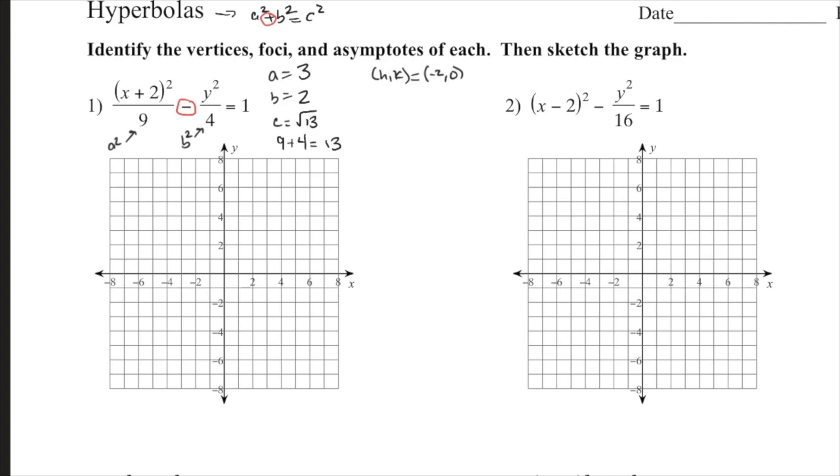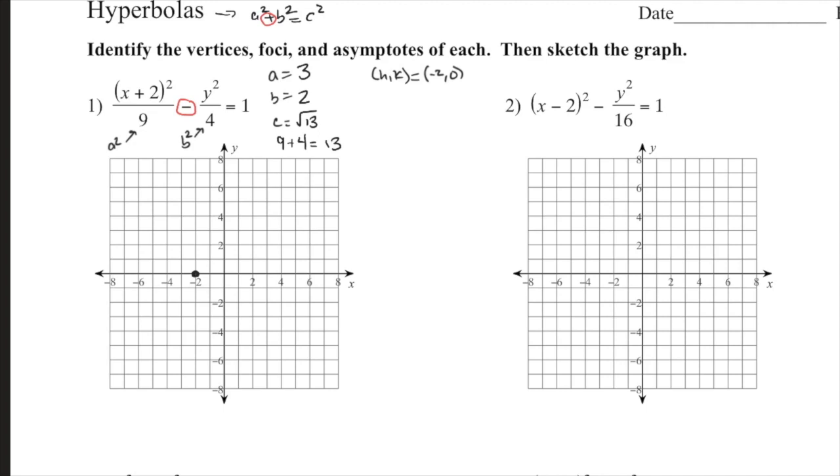The goal of this problem is to graph it. I don't need to list all the parts down just yet. We're going to go ahead and sketch the graph and then come back and get our asymptotes and our foci. So the center is -2, 0. We're going to go over -2 and 0, so we're going to have a center located here.